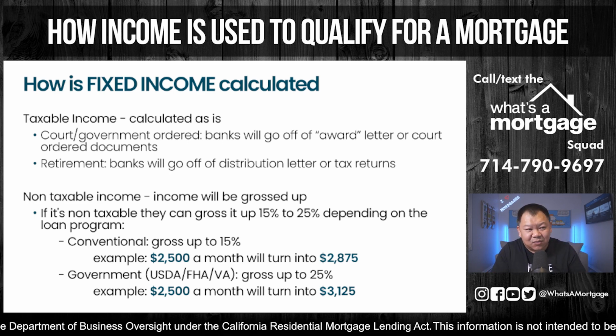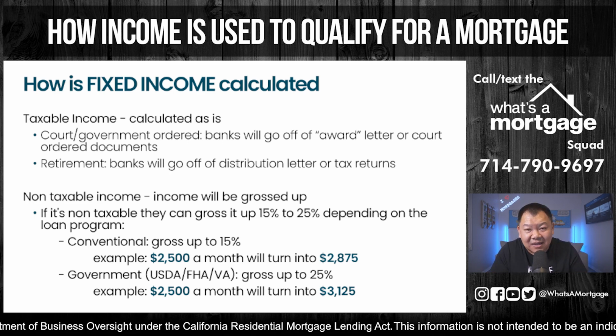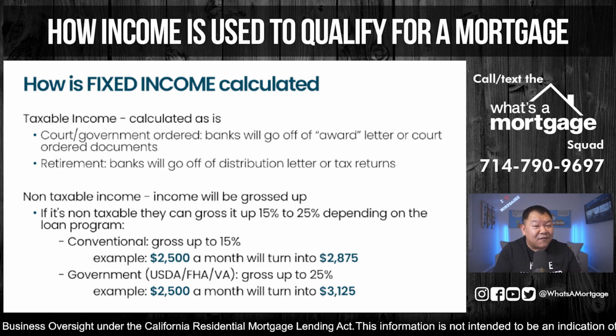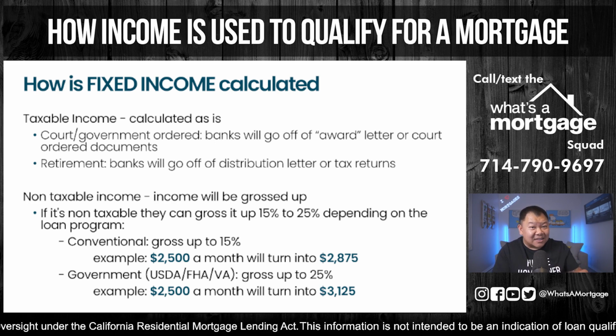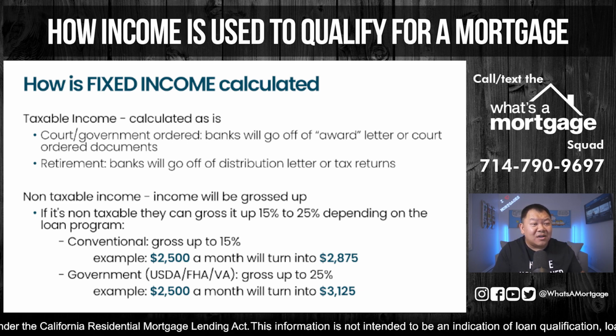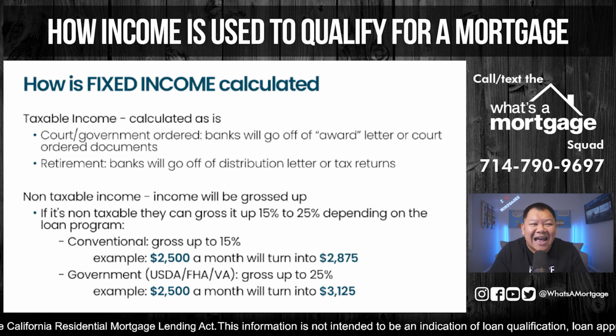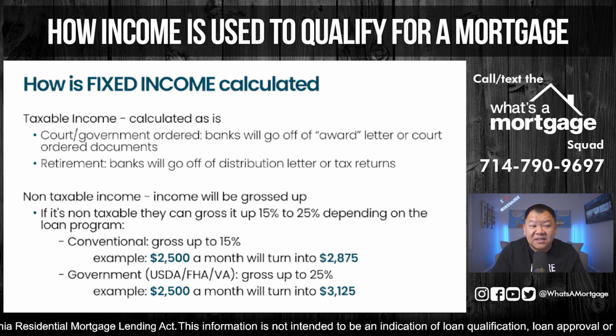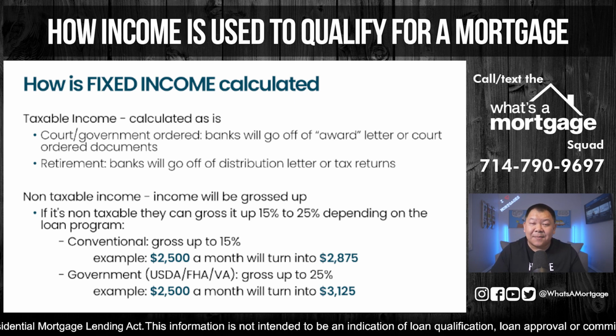If it's non-taxable, they allow you to gross up the income. Remember, you have to prove that you're going to get it for 3 more years. But if you can prove it and you're consistently getting the dollar amount and you're going to get it for 3 more years, they'll allow you to gross it up on non-taxable income. They gross up between 15 to 25%, depending on the program.